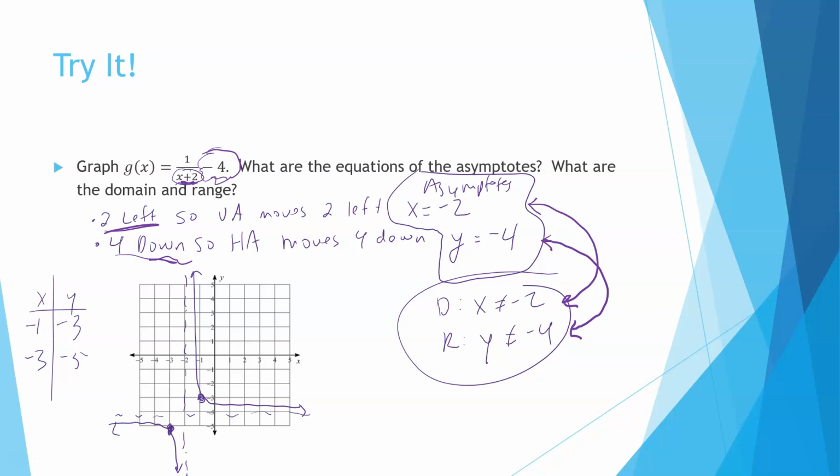Okay, so I drew in those two asymptotes, and then I tested 2 points, one on each side of the asymptotes, plotted them, and drew my sketch.